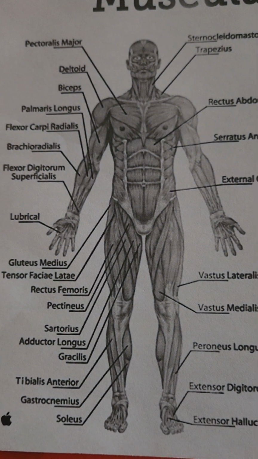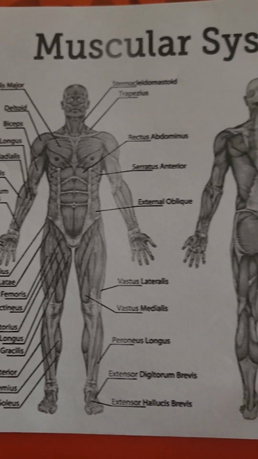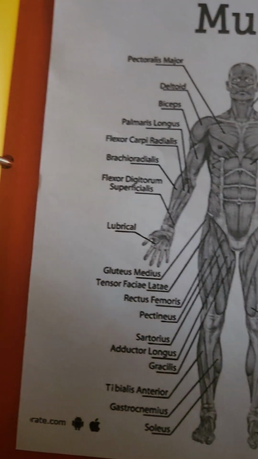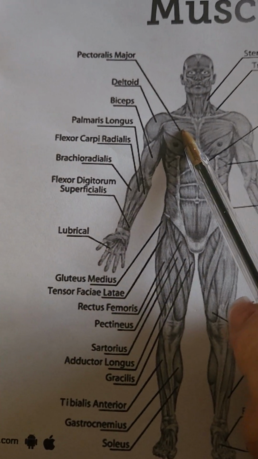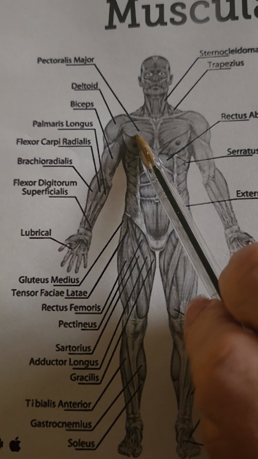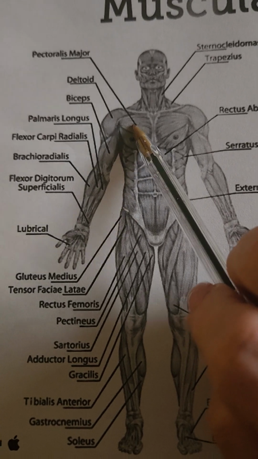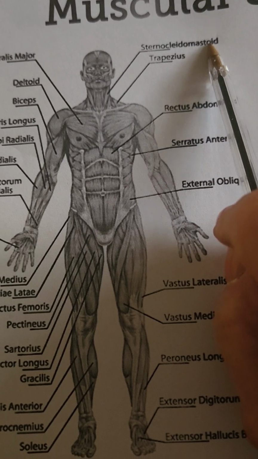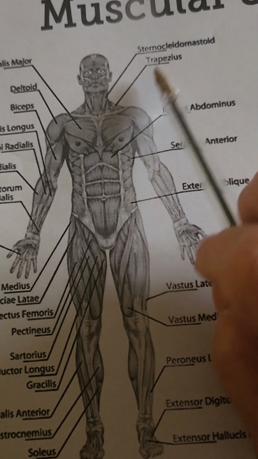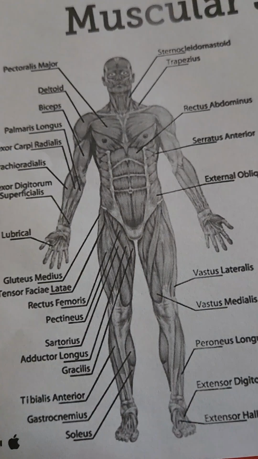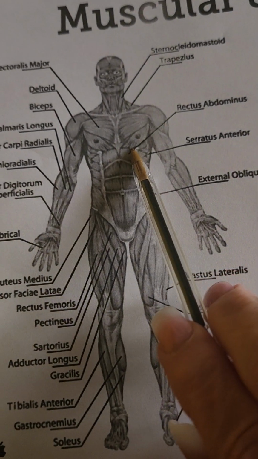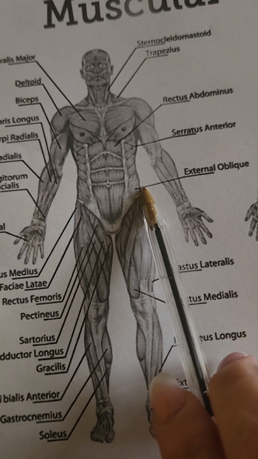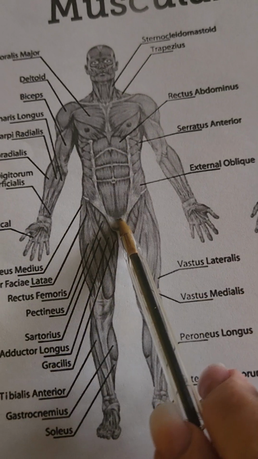And here we are. This is a front view musculoskeletal system. Front view. You probably heard of your pectoralis major. That's your pecs. Sternocleidomastoid. It's right here. Trapezius, your traps. Your rectus abdominis here. External obliques, you do a lot of sit-ups. This is also known as your six-pack.